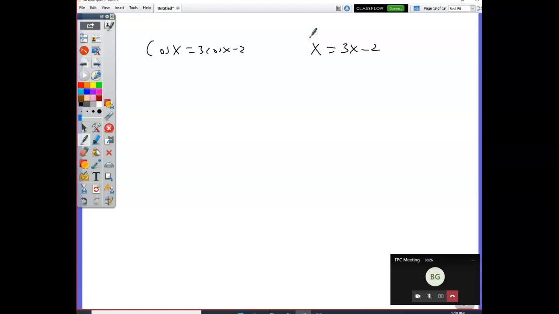Combs, can you tell us how you would solve this problem? Put the 2 on the other side, so it's x plus 2. Okay, I wouldn't do that either, but it's a step in the right direction. And now what? Subtract the x. Okay, that's fair. Then we're going to divide by 2. All right, so we're going to do the same thing over here, correct?